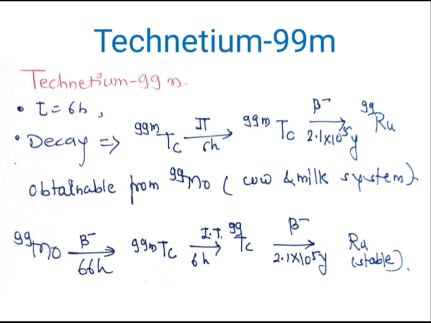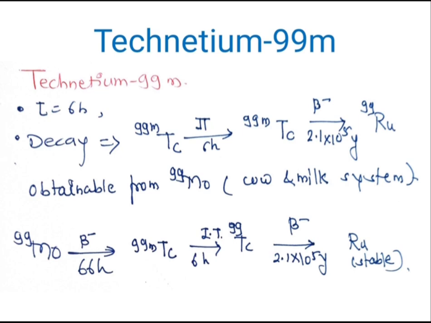So when it undergoes the reaction, after 6 hours, from 99m technetium there is a formation of technetium 99, meaning its energy is now lower. Again it will undergo beta minus decay in a time of 2.1 into 10 raised to 5 years. It forms Ru99. So this is the decay reaction of the technetium.